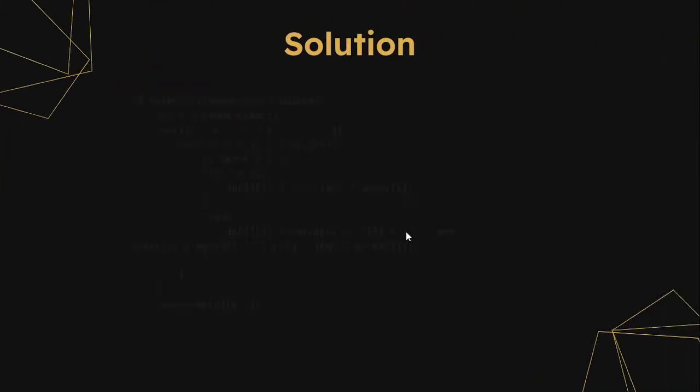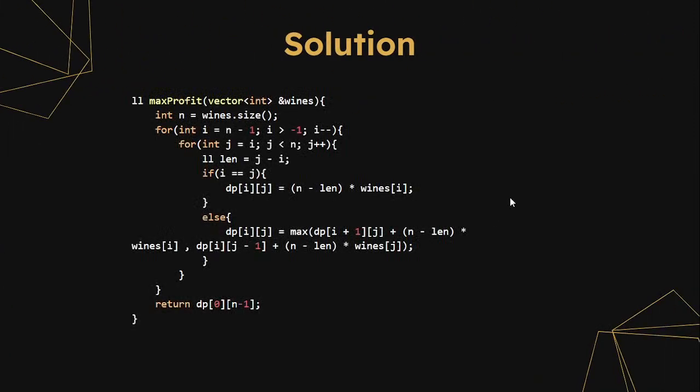So we can look at the solution. We just have to make two for loops for left and right, and if i is equal to j, we write the base case, and else we have to take the maximum of two values, either we choose right or we choose left, and finally the final answer will be the answer of the whole subarray. So it will be done in O(n^2).